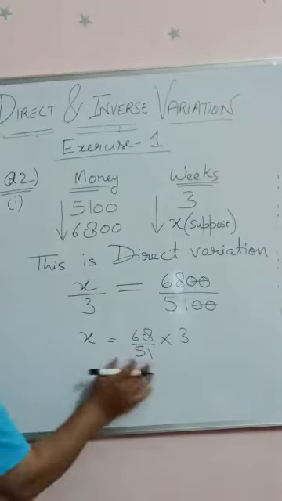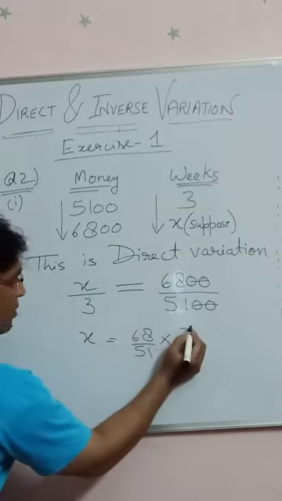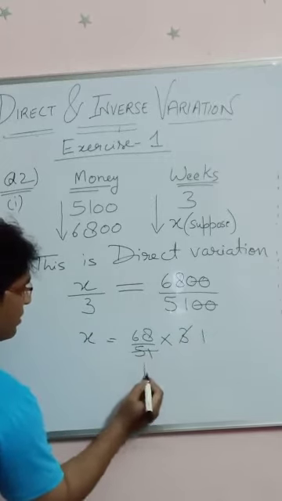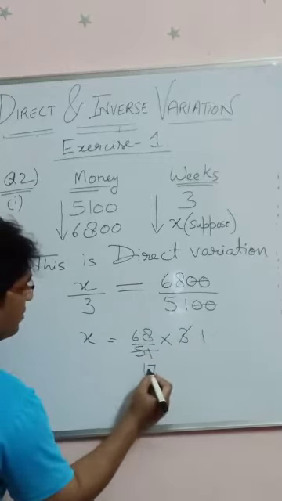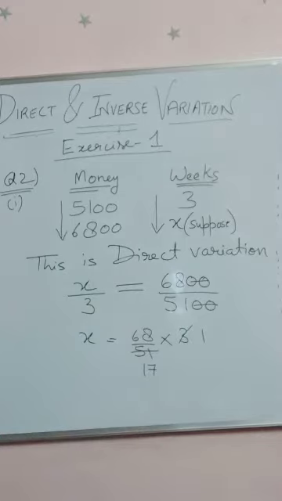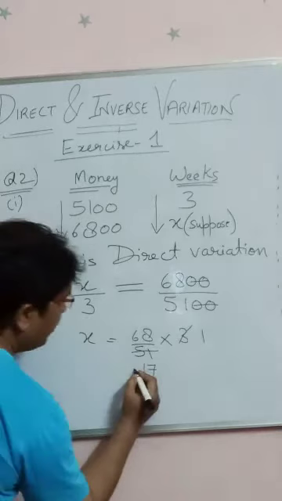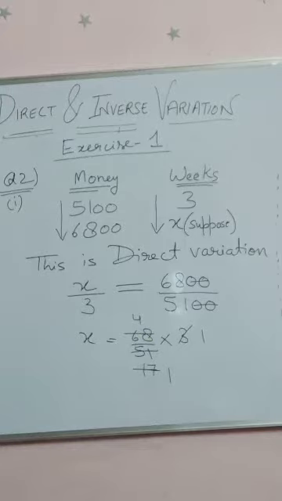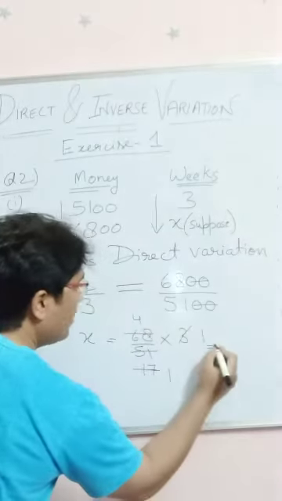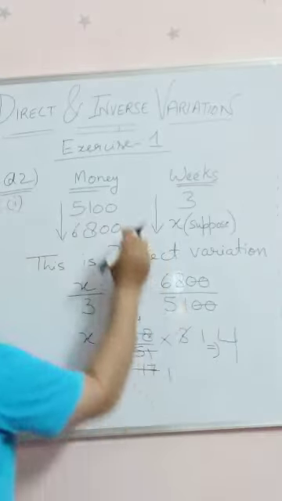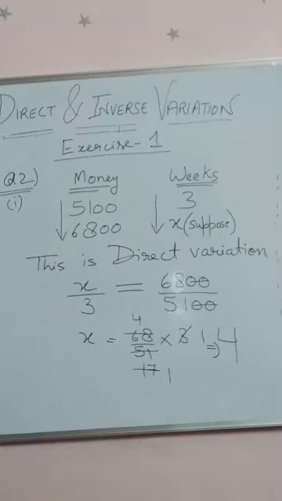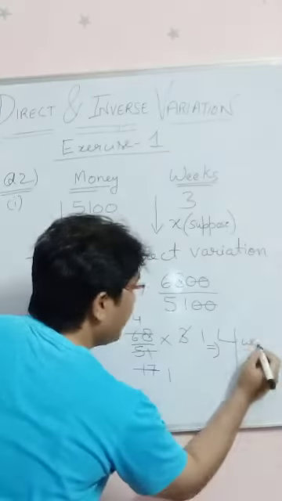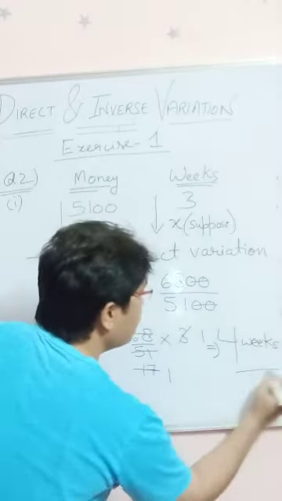Now we are going to simplify it further. 51 is divisible by 3, so I am going to cancel it. 3 ones are 3, 3 ones are 3, 2 is left, so it is 3 sevens are 21. Now we have to see whether 68 is divisible by 17. 17 is a prime number. And if you read the table of 17, 17 into 4. So the answer for X is equal to 4. And we have to write the unit also. Because we are calculating the number of weeks, it will be 4 weeks as the final answer.